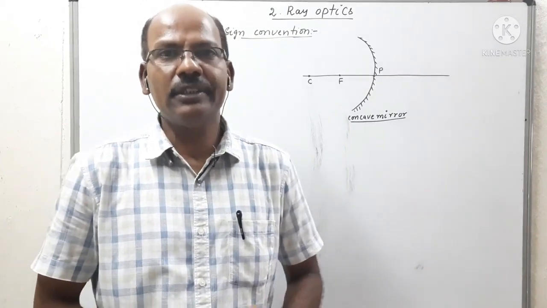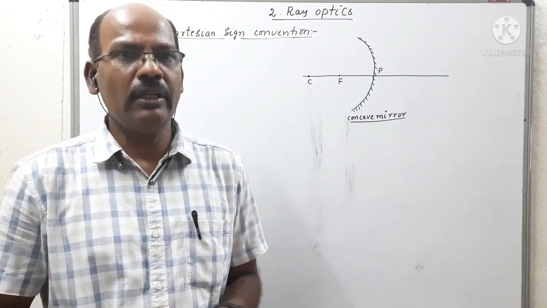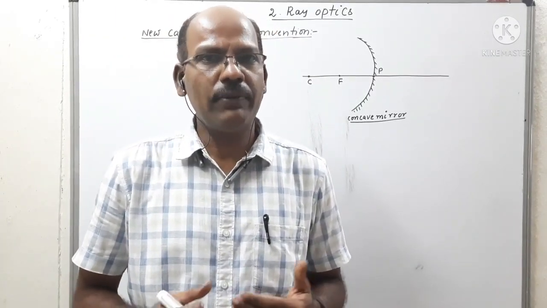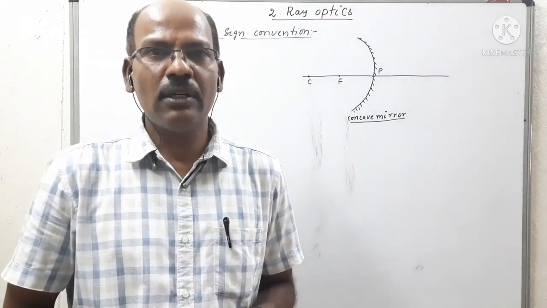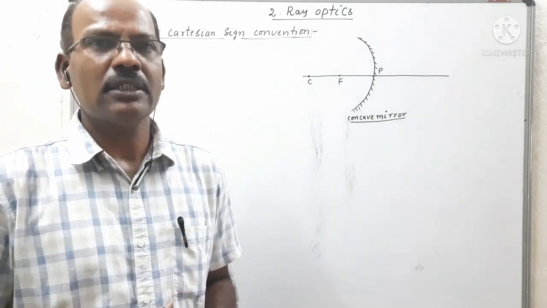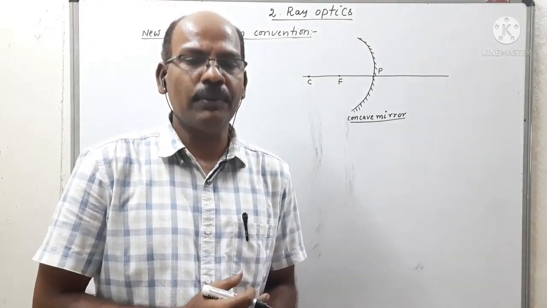Now we have discussed the new Cartesian sign convention to solve the problems based on the mirror equation, 1/f = 1/u + 1/v. So what are the new Cartesian sign conventions to be followed to solve the problems?